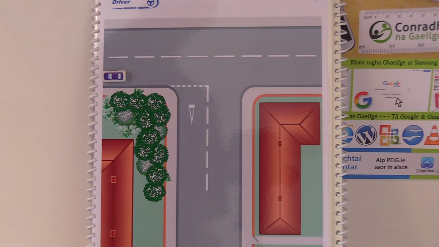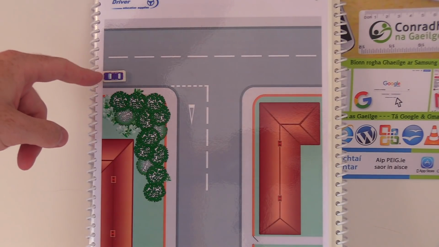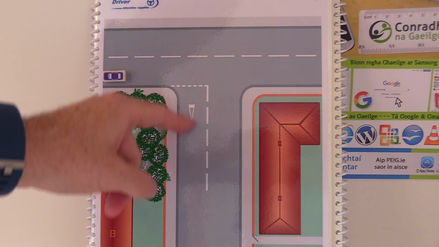So let's have a look at observation here on the reverse around the corner. The car is starting the reverse here. It's going to come around the corner here and finish about here.